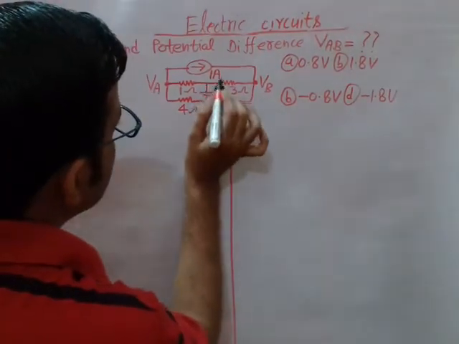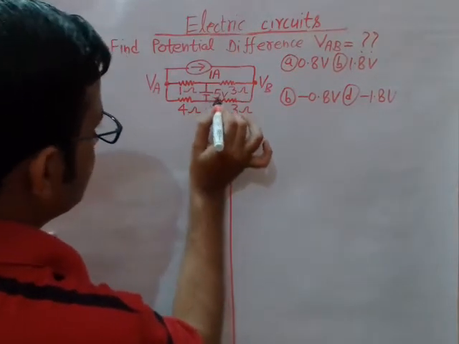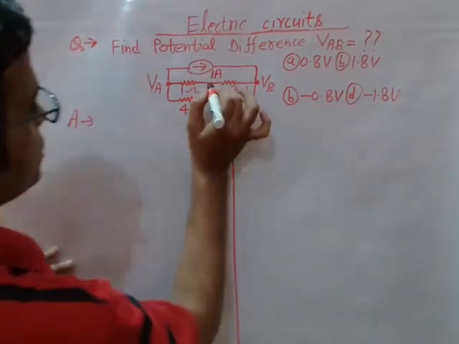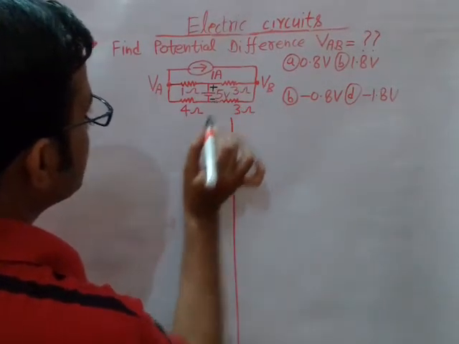And here you watch that between this node and this node a 5 volt battery has been connected. 5 volt battery, right? So upper terminal of this battery is positive, so write plus here. Lower terminal of battery is negative, write negative.